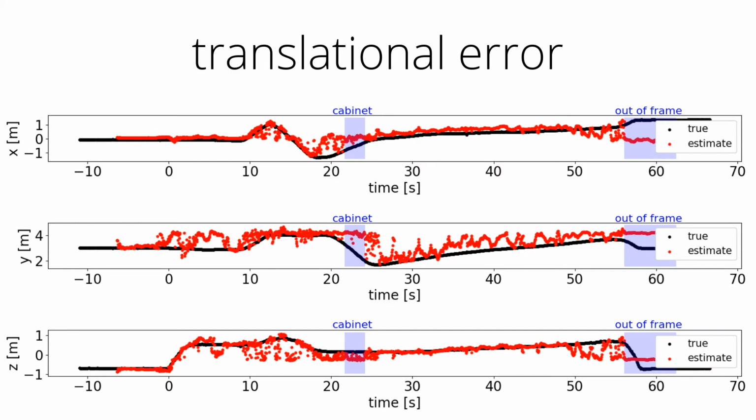So in summary, using a neural network to estimate the pose of a quadrotor is a promising idea, but there's still room for improvement.